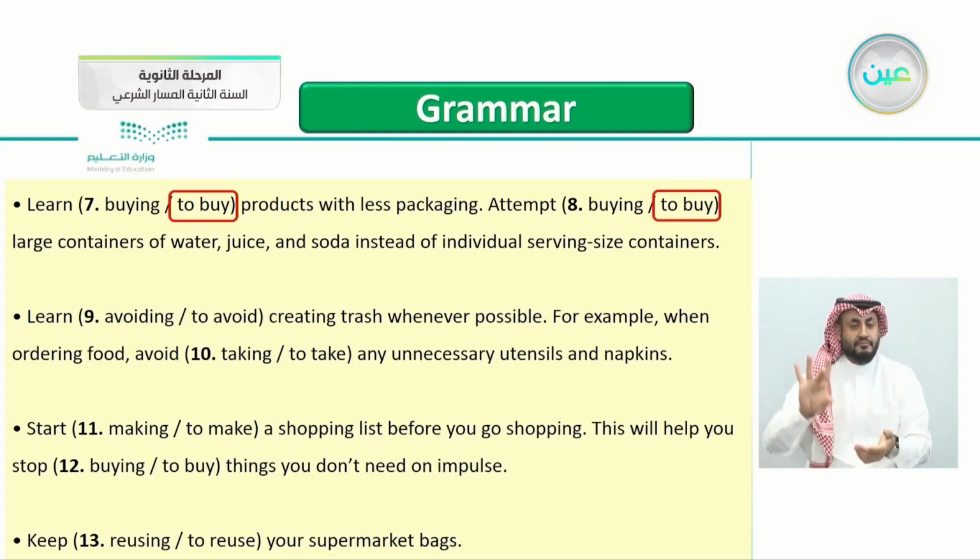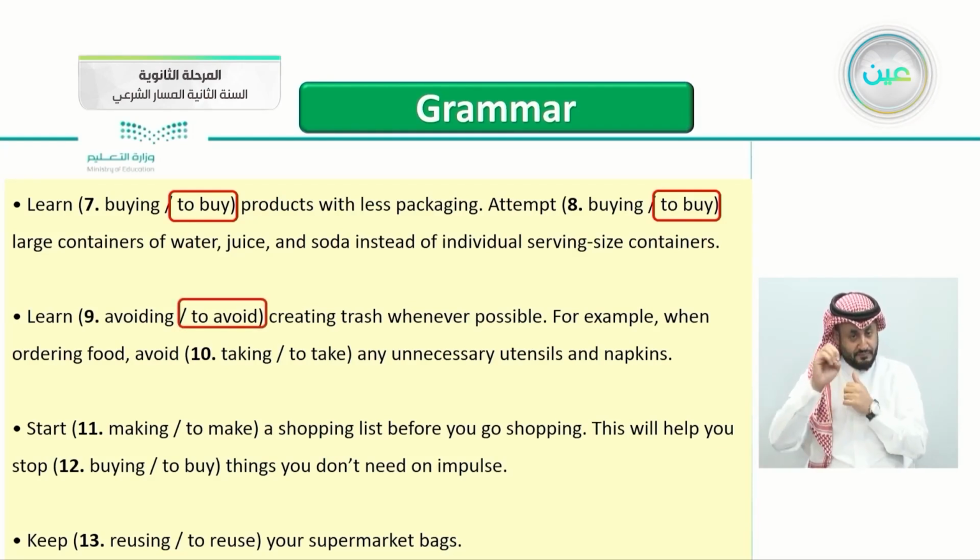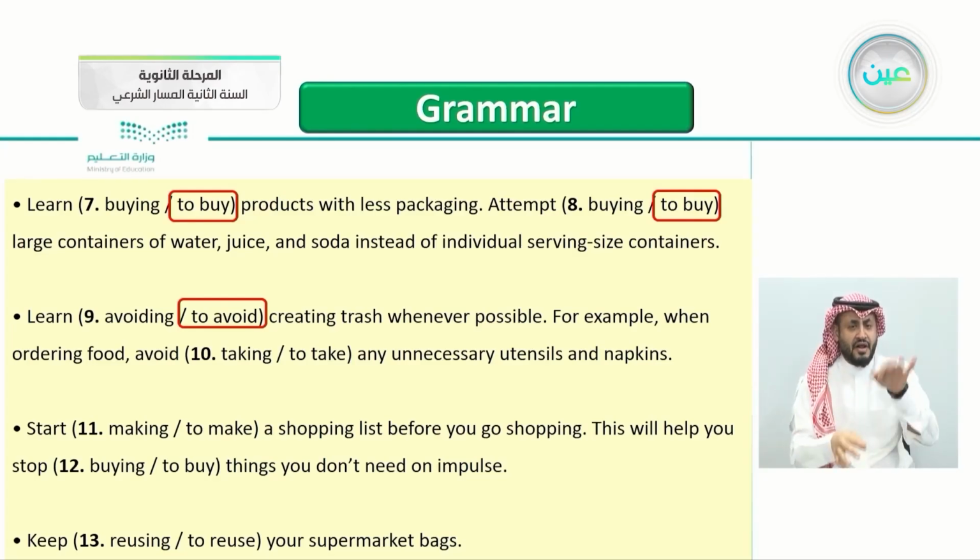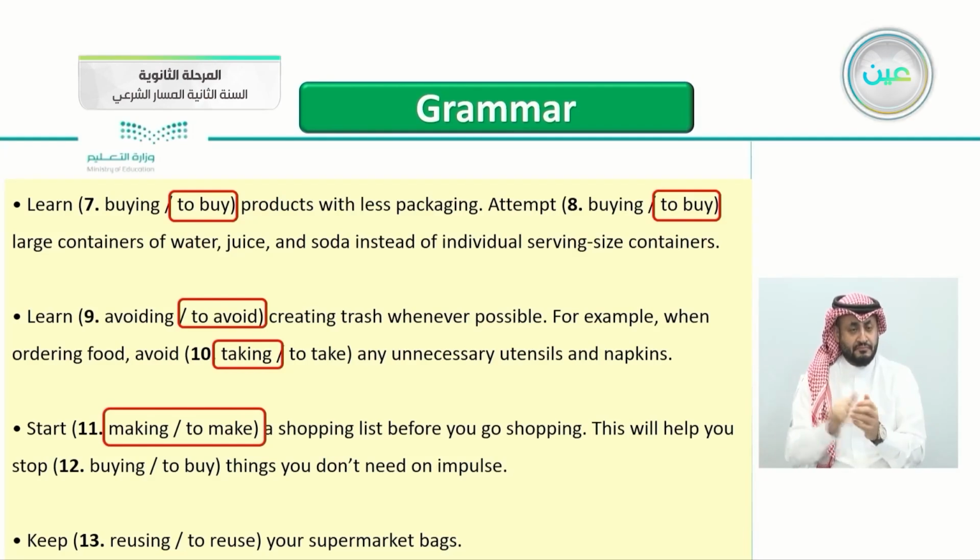Learn, number 9 here, learn avoiding or learn to avoid creating trash whenever possible. So, learn to avoid creating trash whenever possible. For example, when ordering food, avoid taking or to take any unnecessary utensils and napkins. So, the verb avoid. Do we say avoid taking or avoid to take? Yes, avoid taking any unnecessary utensils and napkins. Number 11 here, start making or to make. Yes, that's correct. Both of them are correct.